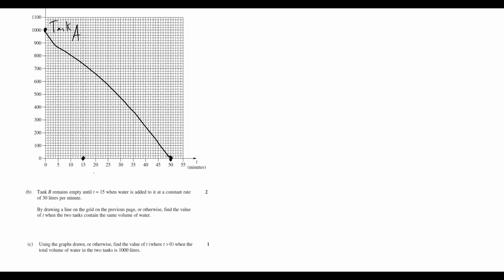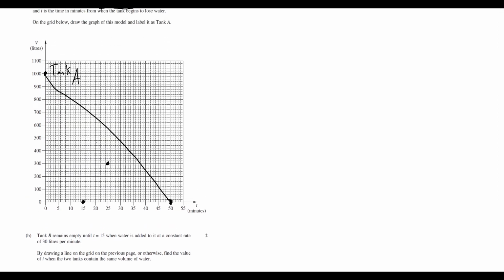So let's say, what happens 10 minutes after the 15th minute? So that would be on the 25th minute. How many liters have we gained? So it's going to be 30 liters times by 10. So that would give us a point over here. So on the 25th minute, this tank has gained 300 liters.